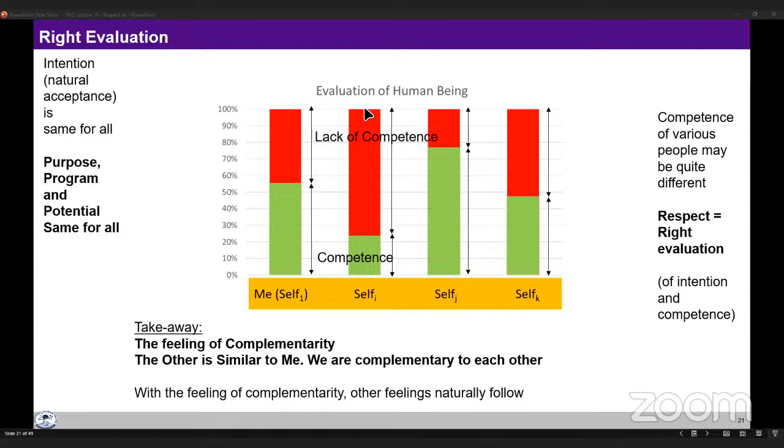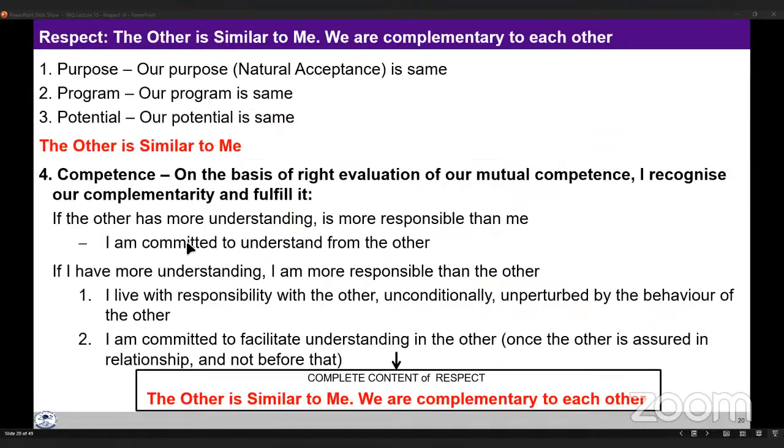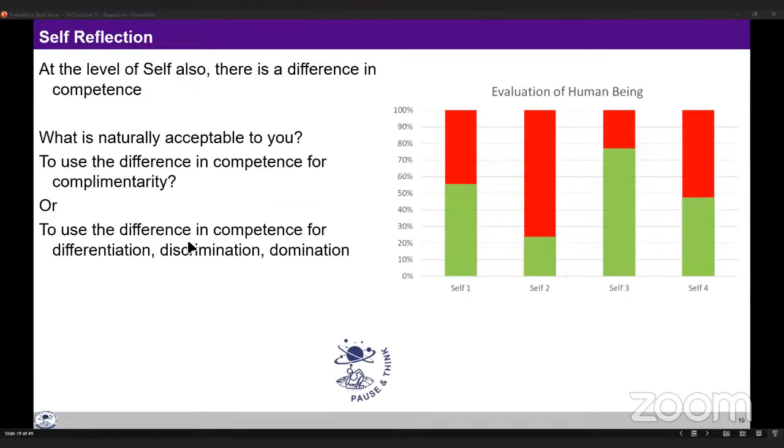And this is the completeness of right understanding. All desire, thought, and expectation of mine are now guided by natural acceptance, so I have reached my complete potential. Everyone has the same potential, but at the level of competence we may differ. But what do we do when we differ at the level of competence? We differentiate, or we see the complementarity.